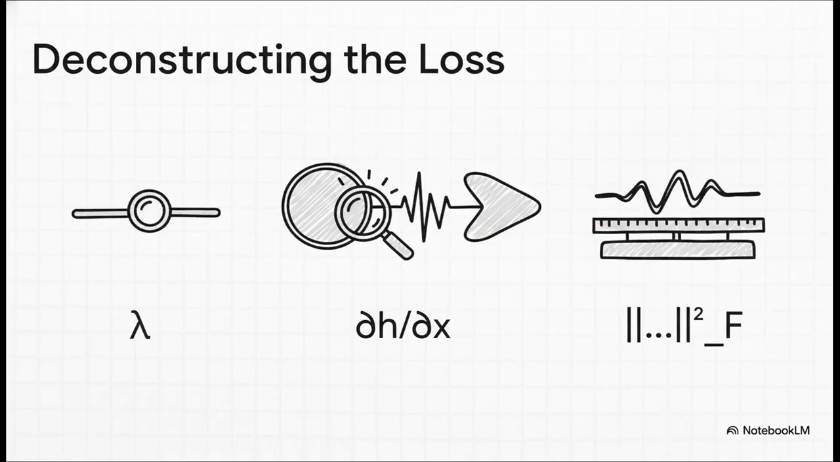So let's pull that new part of the formula apart. First, you've got lambda. Just think of that as a volume knob. It controls how much we care about this new penalty versus the original reconstruction error. Next is that funky dH/dx. That's the Jacobian matrix. All that really means is it measures how much the encoded stuff changes when the input stuff changes just a little bit. And finally, those double bars. That's the Frobenius norm. It's just a way to get a single number that represents the overall size of that change. And the whole point is to force that number to be as small as possible.